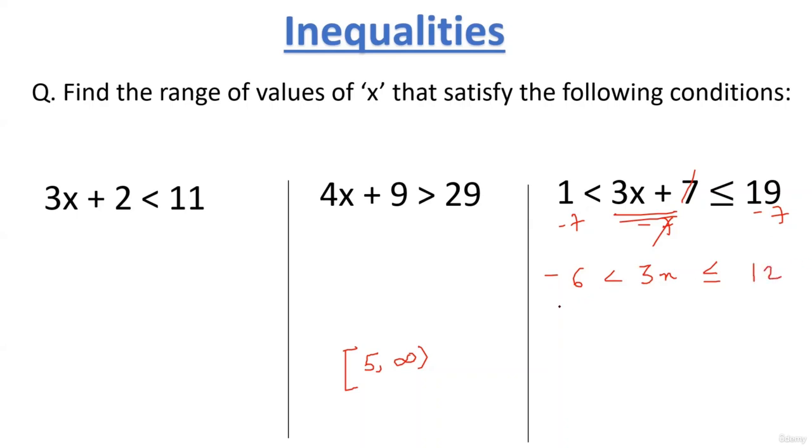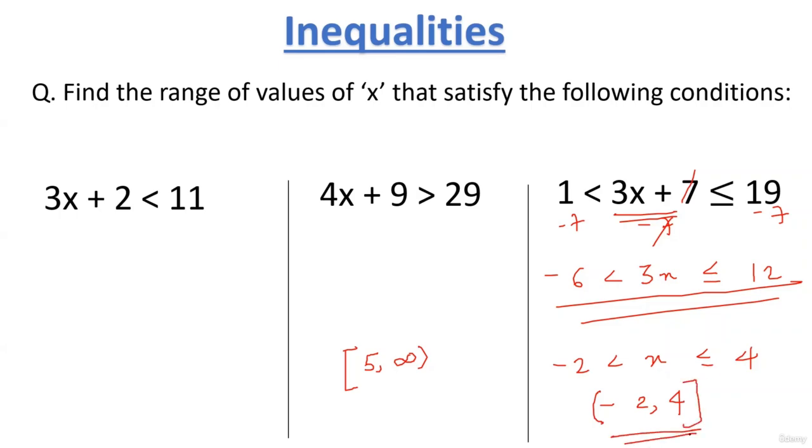So we have successfully found the range of 3x, but we don't want 3x, we want x, right? So we divide throughout by 3. Minus 6 divided by 3 is minus 2, less than x, less than or equal to 12 upon 3 is 4. This is your answer, minus 2 to 4. But here x is not equal to minus 2, so we use a round bracket, and x can be equal to 4, so we use a square bracket. Minus 2 to 4.